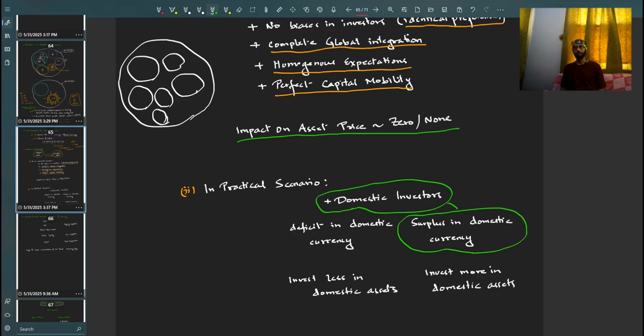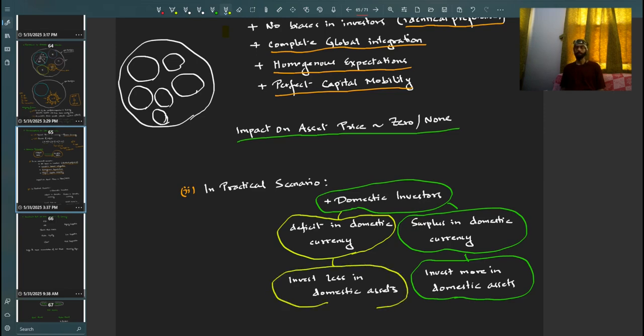When it is a surplus domestic currency, they prefer to invest more in domestic currencies or domestic assets. And they invest comparatively less when it is a deficit currency. When it is a deficit currency, which is their domestic currency, they would prefer to invest less. They may have preferences for domestic currency, but still the investment will be lesser, right?